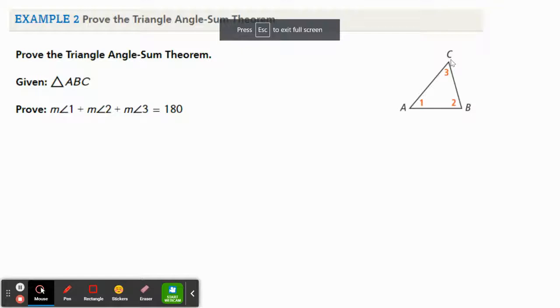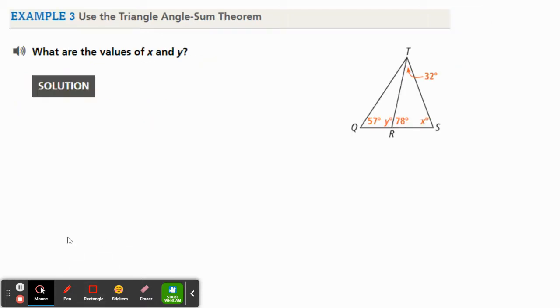Alright, geometry, here comes video 2 covering 2-3 on these parallel lines and the triangle angle sums. Alright, so let's just do some problems now. So what are the values of x and y?